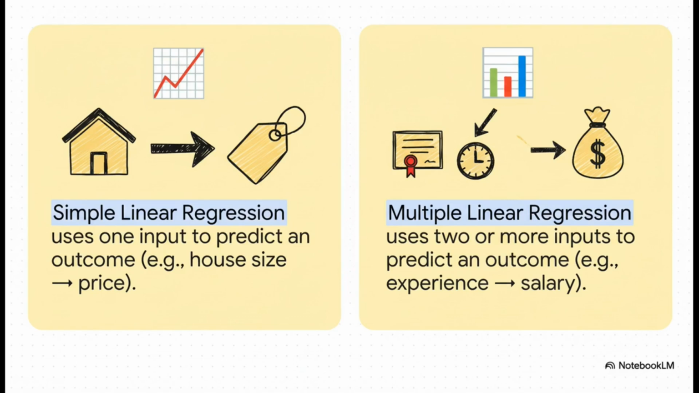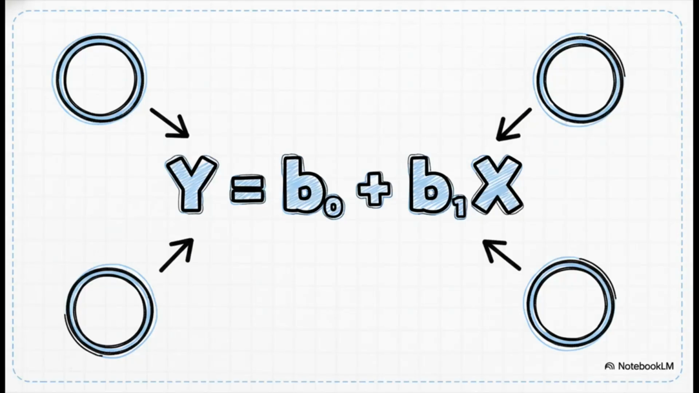Then you have multiple regression, which is way more powerful. It uses two or more things, like your years of experience plus your degree, to predict salary. To keep things clear, we're going to stick with the simple version today, just to really nail down the main idea. And this is the recipe for that line. I know, equations can look a little intimidating, but trust me, this one's our friend. Think of it as just a simple set of instructions for drawing our prediction line. Let's break it down piece by piece.